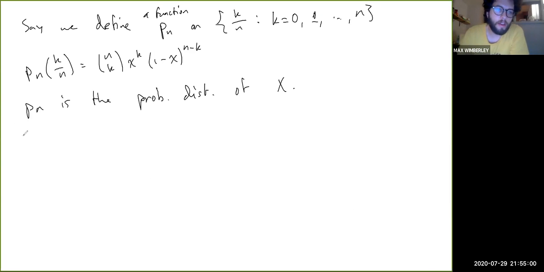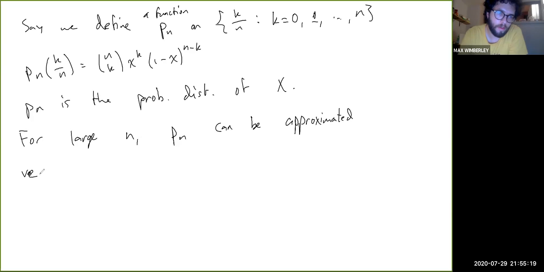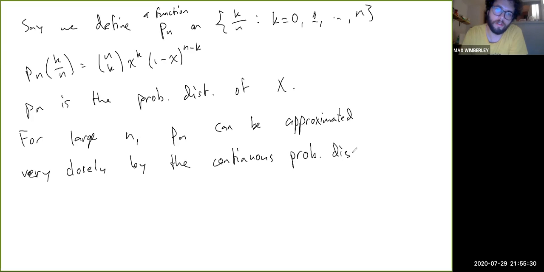So for large n, Pn can be approximated very closely by the continuous probability distribution, probability density, let's say.